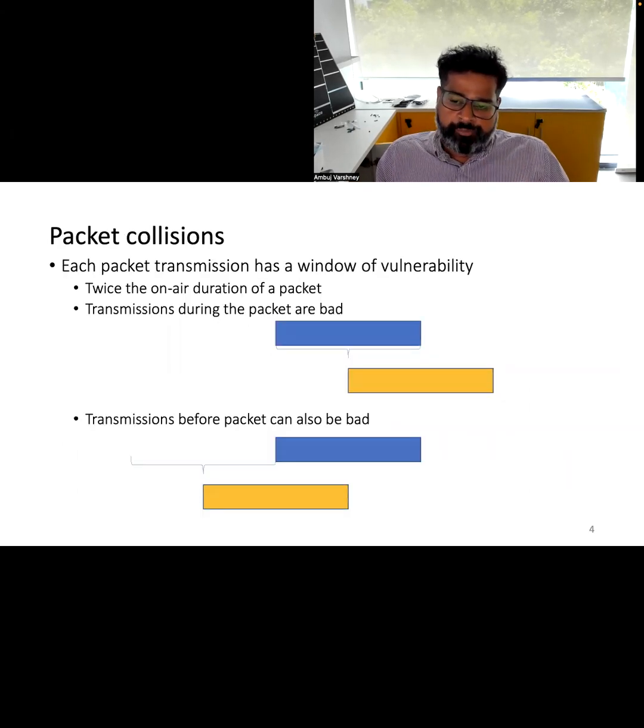In the context of Aloha protocol, a packet transmission has a window of vulnerability during which collisions can occur. This window is equal to twice the on-air duration of the packet transmission. There are two primary scenarios in which collisions can happen. First, during the packet transmission, if another node begins to transmit while the first packet is still being sent, a collision will occur and it can result in both of the packets being lost. The second is just before the packet transmission. If a concurrent transmission begins just before the packet is being sent, it may overlap with the first transmission, leading to collision and loss of both the packets.